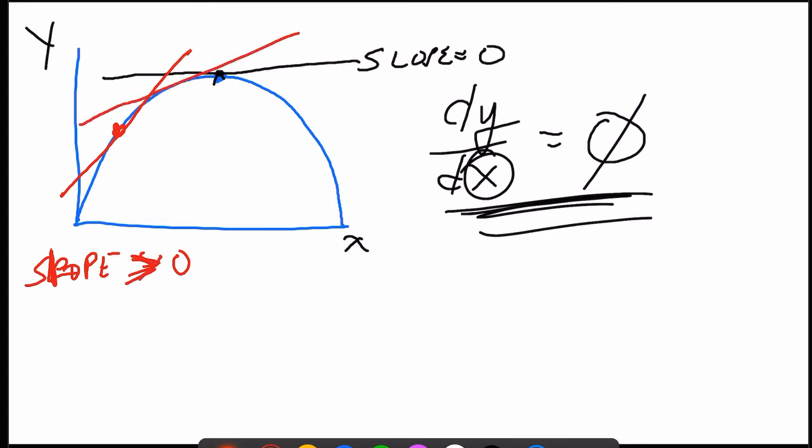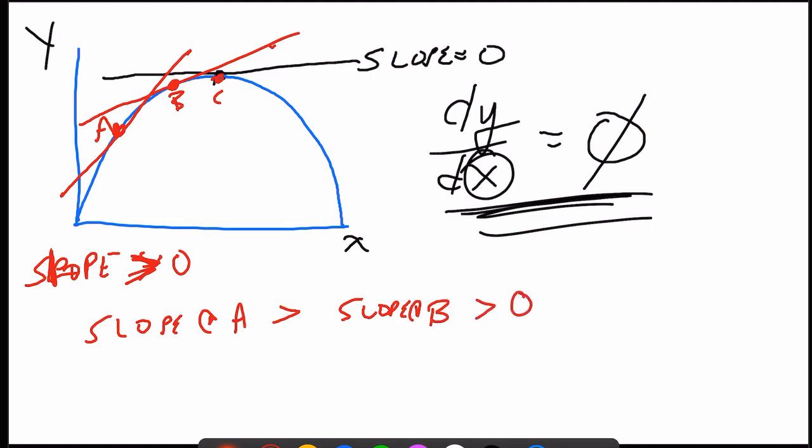And the slope there is positive, and the slope there is 0. This has a smaller slope. So if I say this is A, B, and C, the slope at A is bigger than the slope at B, which is bigger than 0, which is the slope at C. Okay, are we happy there? We should be.